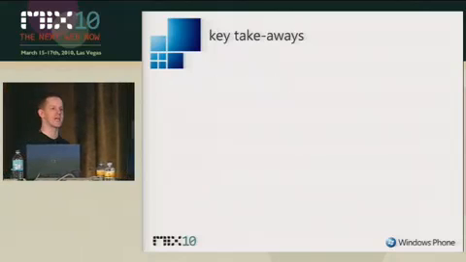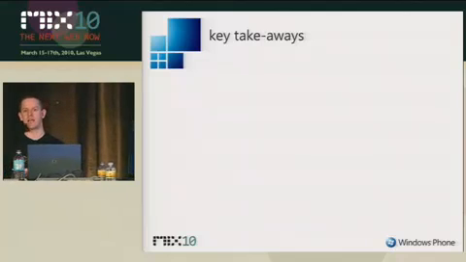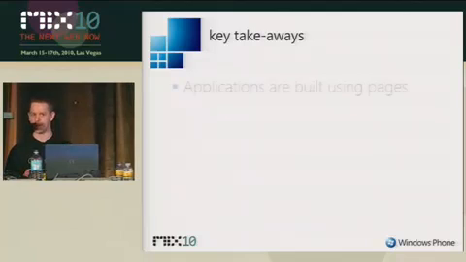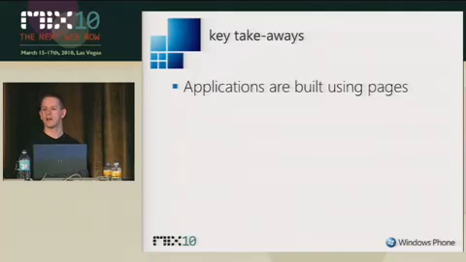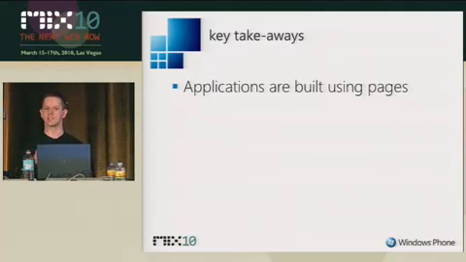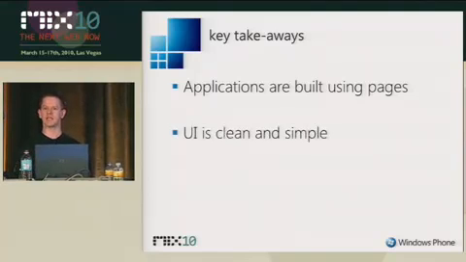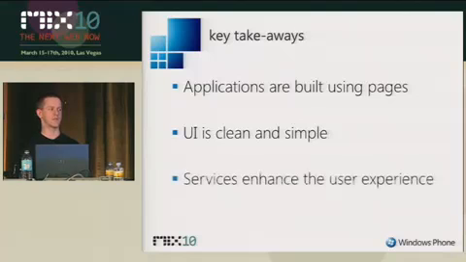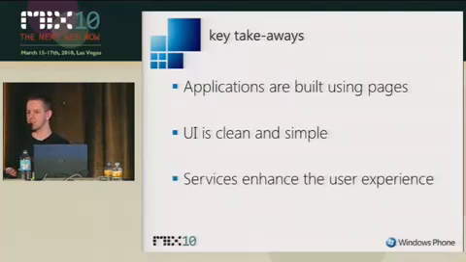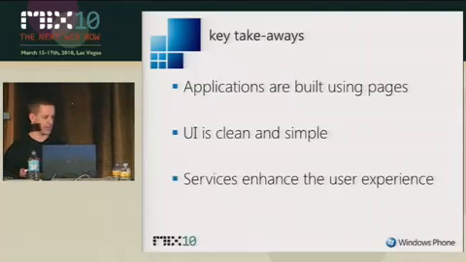So what are the key things that I would like you to take out of this presentation? There are really 3 of them, because we love things to come in 3s. Firstly is that applications on the phone are built using pages. You've probably seen this in some of the keynote demos, that we have this page-based navigational model in Windows Phone, and I'll show you about that. The next one is that our UI is very clean and simple, and you've also seen this in the keynote, and if you went to the design talk yesterday, they would have talked about that. And finally, the third thing I'm going to talk about is how you can use services that we provide to really enhance your user experience.